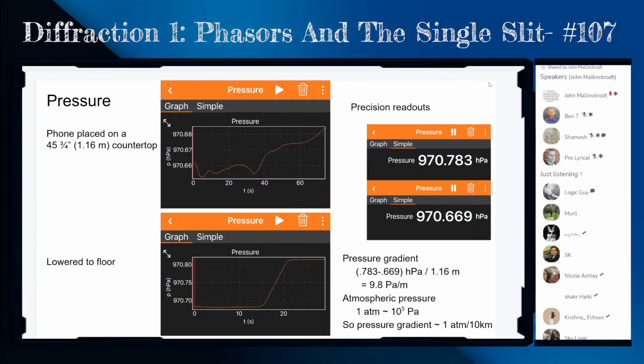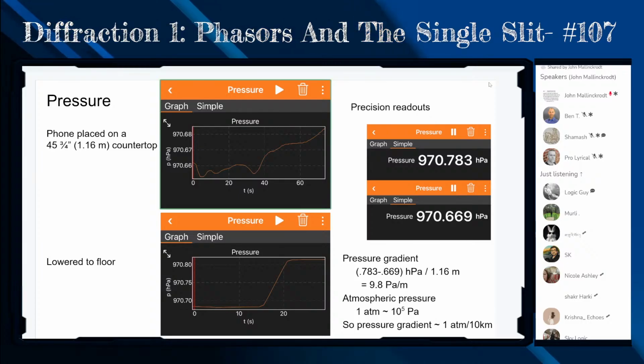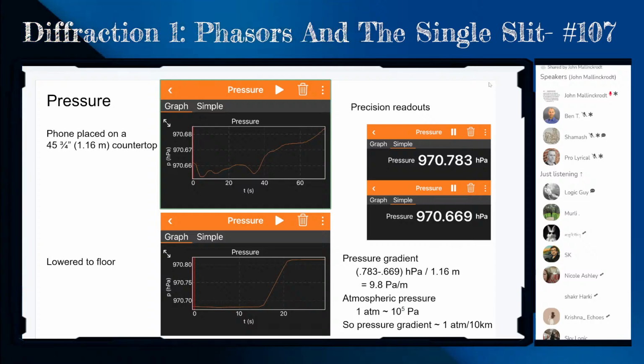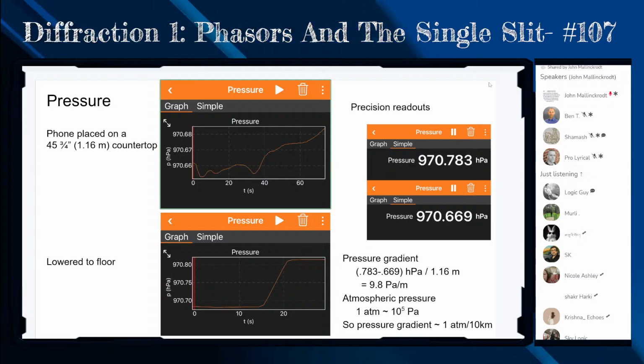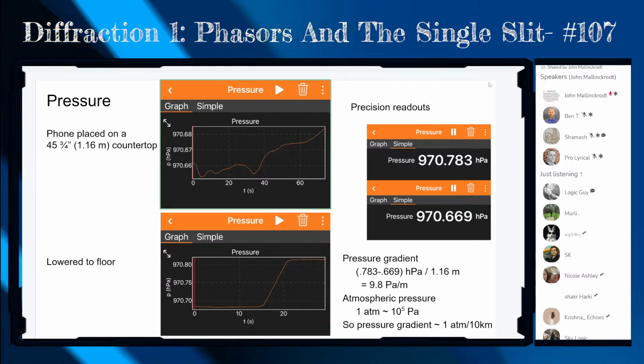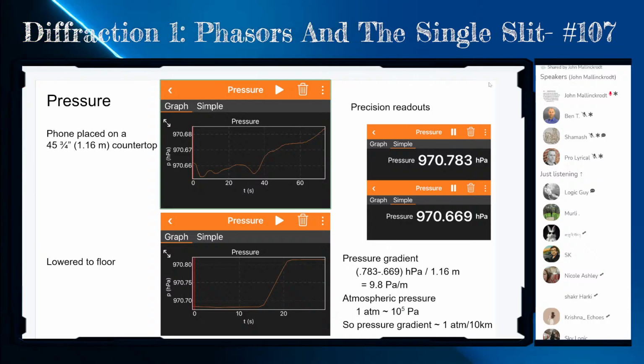And so I've just got 2 screenshots here. The first one, the first graph, is what you see if you just lay the phone. I just placed the phone on a high countertop, 45 3/4 inches, 1.16 meters, and let it record the pressure. And you can see that the pressure fluctuates. It's interesting, I've done this before, and if you let it go for quite a few minutes, you will see whether the pressure is systematically increasing or decreasing.